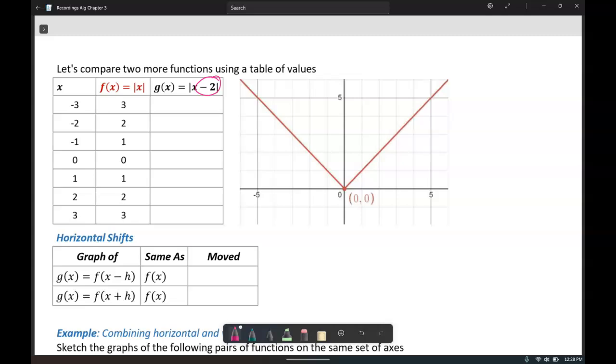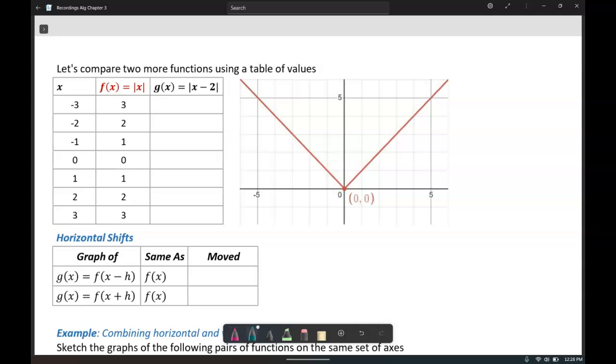And let's take a look at how that kind of affects our graph. So it's not going to move it up and down. If I had the square root of x minus 2 with the minus 2 on the outside, we know that would move down 2 units. But let's see how this works differently given that the minus 2 is on the inside.